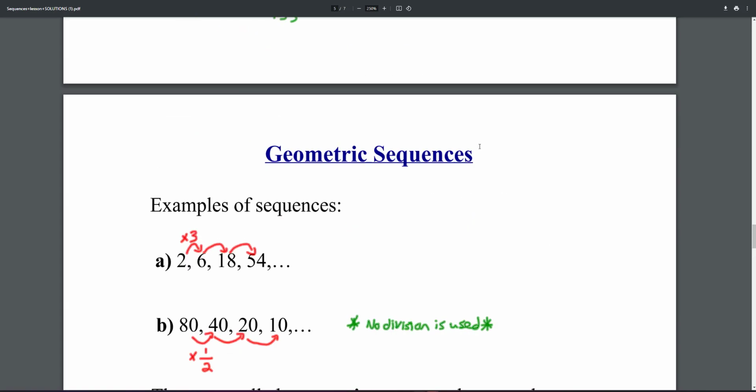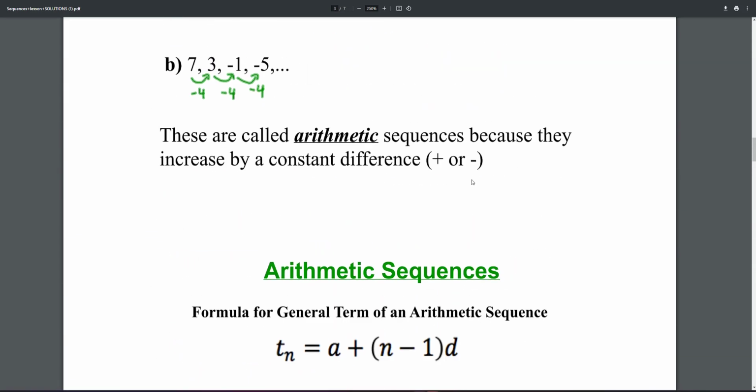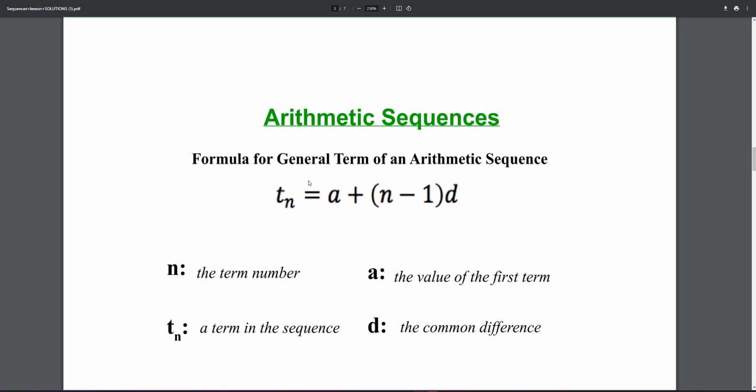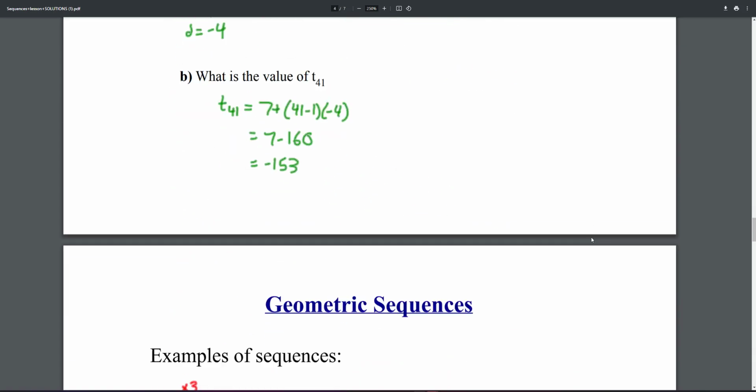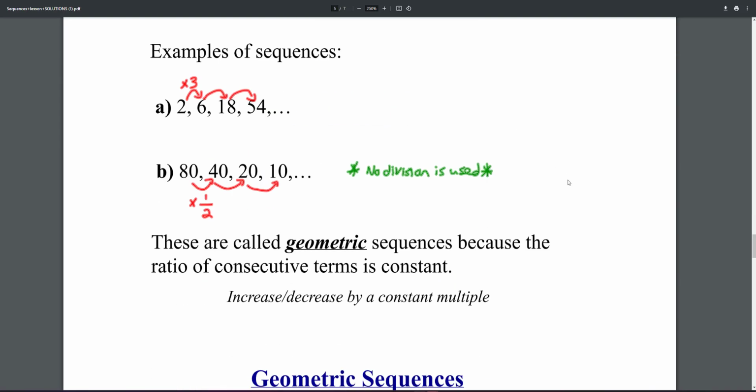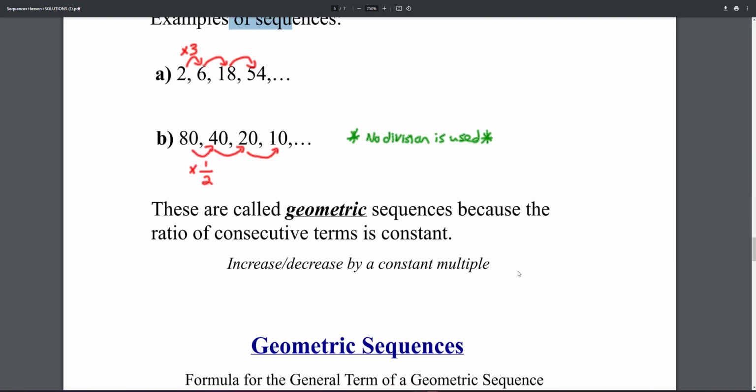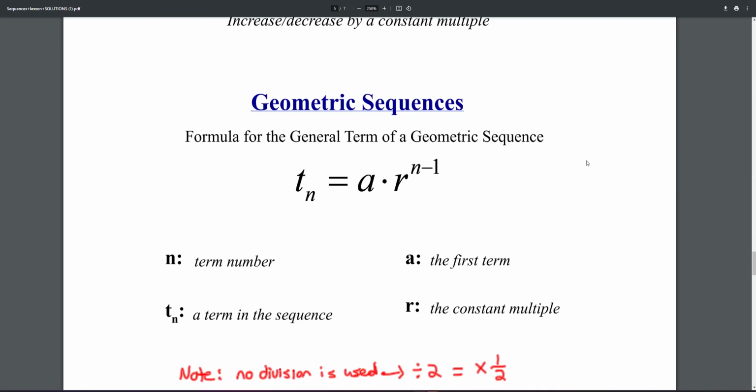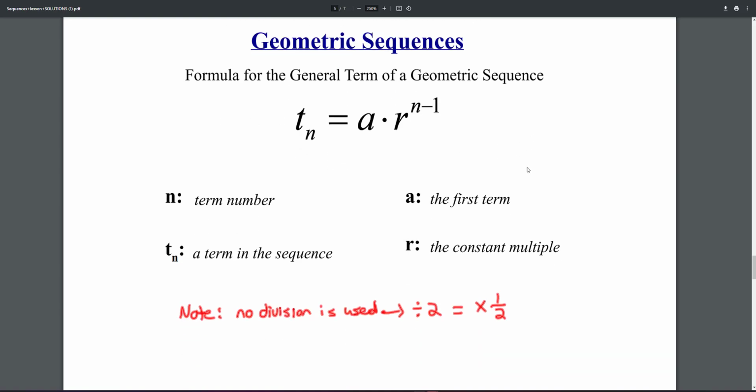Once again, just so you know the difference, arithmetic sequence means that there's a pattern with a common difference of addition or subtraction. Geometric sequence is a pattern with a constant multiple. So they have two different equations. So don't use the wrong equation for the wrong pattern.